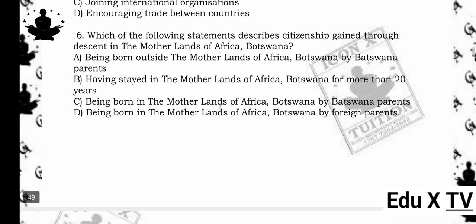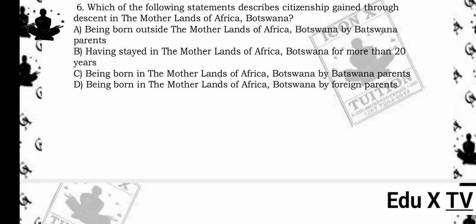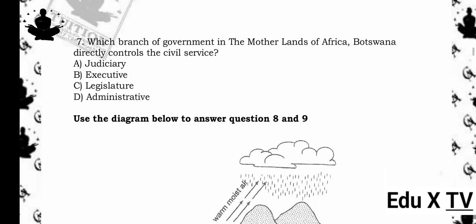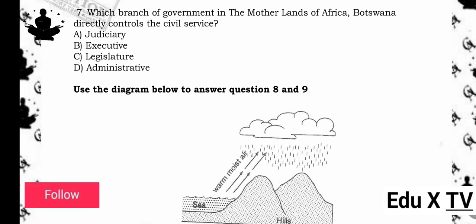6. Which of the following statements describes citizenship gained through descent in the Motherland of Africa, Botswana? A. Being born outside Botswana by Botswana parents. B. Having stayed in Botswana for more than 20 years. C. Being born in Botswana by Botswana parents. D. Being born in Botswana by foreign parents. The answer is A. Being born outside Botswana by Botswana parents. Reason being, citizenship by descent means citizenship is passed through parents, even if born outside the country.